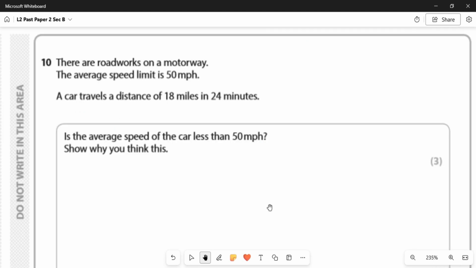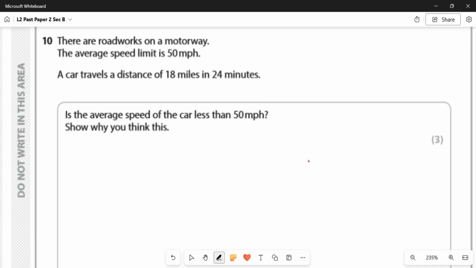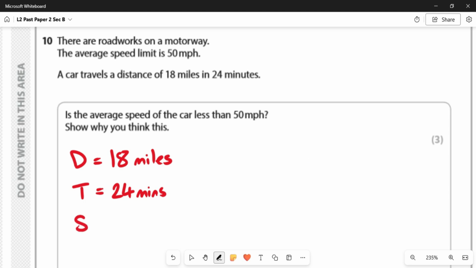Question 10. There are roadworks on a motorway. The average speed limit is 50 miles per hour. A car travels a distance of 18 miles in 24 minutes. Is the average speed of the car less than 50 miles per hour? Show why you think this for 3 marks. So obviously this is to do with speed. Let's see what we've got. So we've got distance 18 miles. And we have time 24 minutes. We're trying to work out the speed.